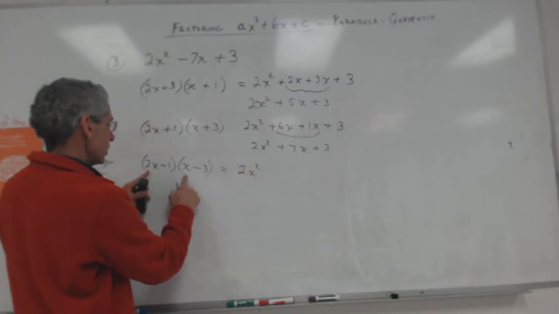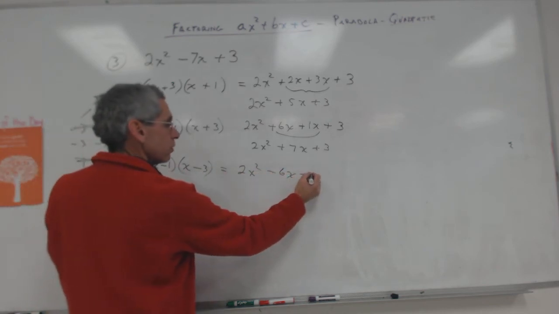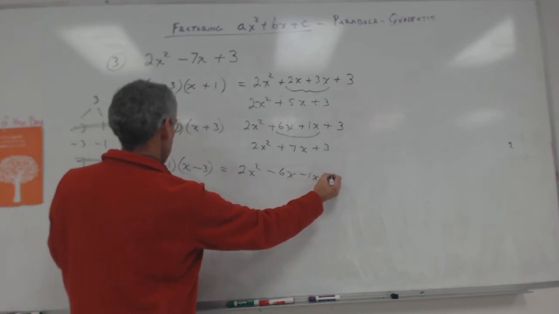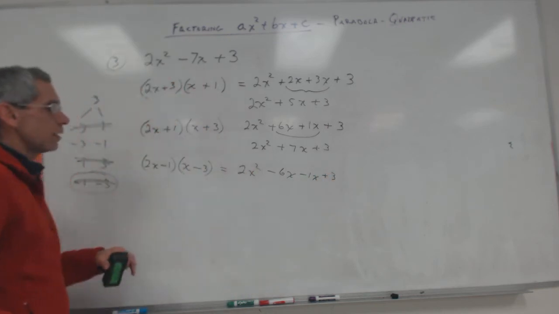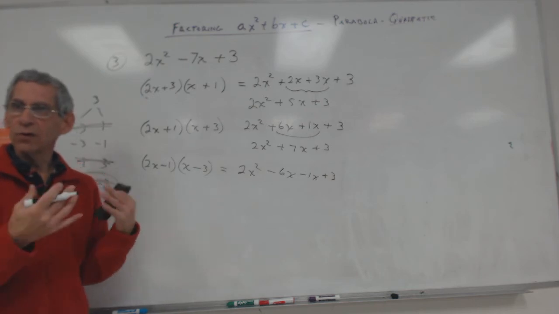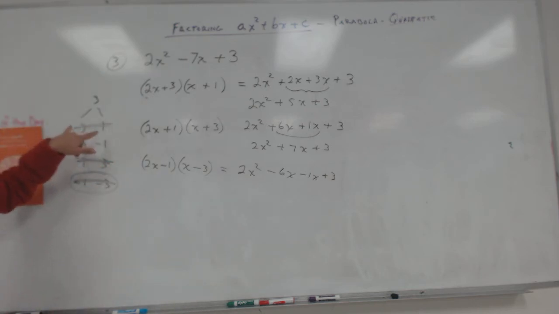2x squared. Outside is negative 6x. Inside is negative 1x. And then plus 3. And that's minus 7x. Yes, good job. We did it. Do you see how we're doing it? Order matters. Do you guys all understand that?